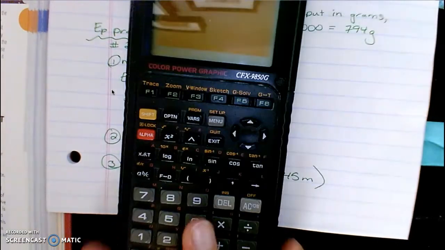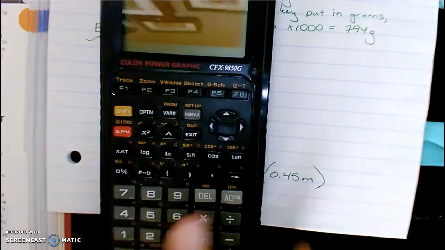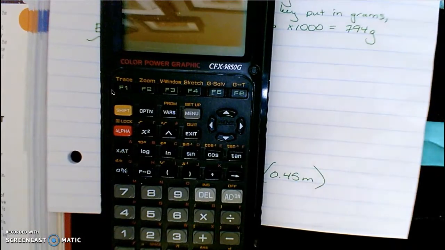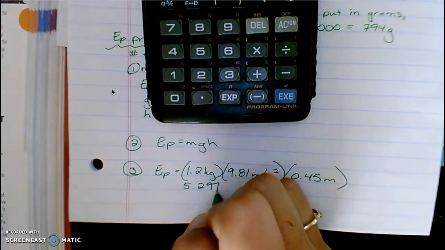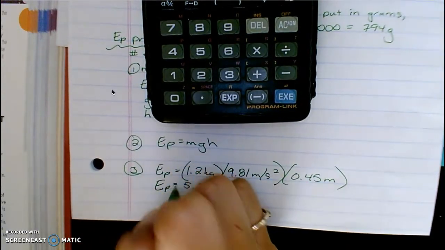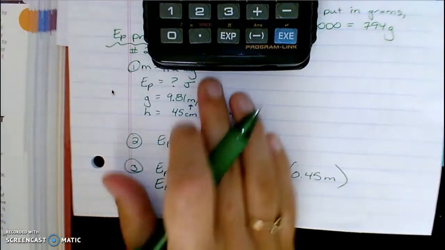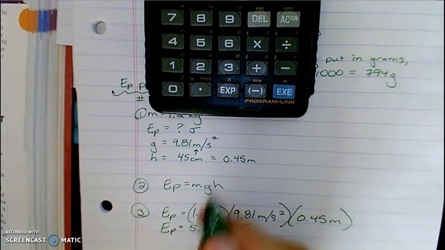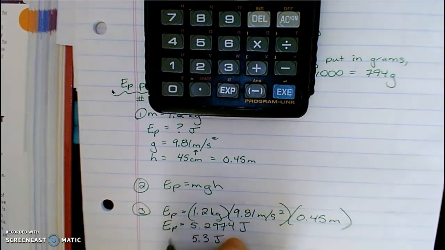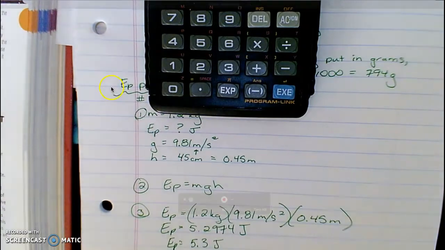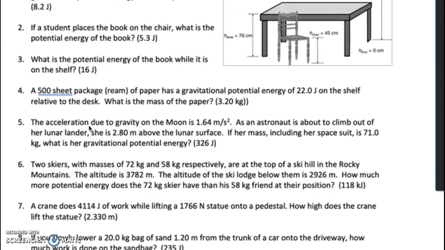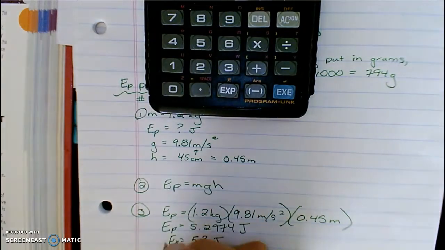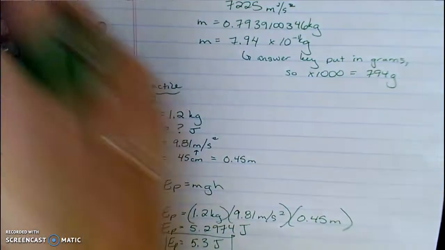1.2 times 9.81 times 0.45, 5.2974. Okay, significant digits, we're only allowed 2. So 5.3 joules. Okay, let's see if that's what the answer said it was. And if not, let's find out why. 5.3 joules. Hey, we win. And let's put that in a box. All right.